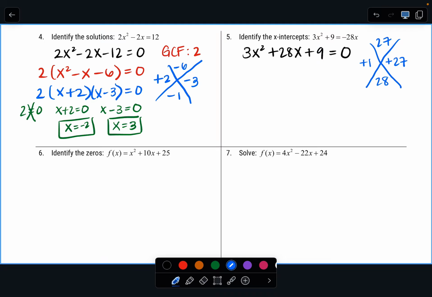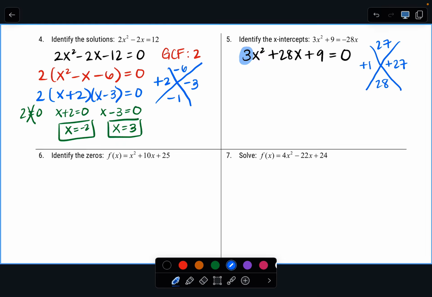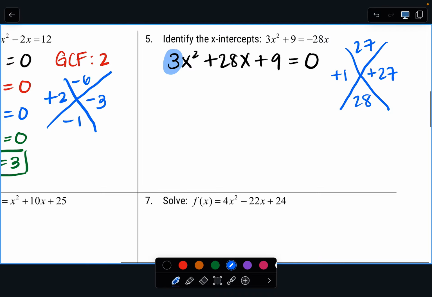Now, this one I want you to pay close attention to because a is currently 3, which means I cannot just come in and say x plus 1, x plus 27. That is not how this one is going to factor. This is one where we have to do a little bit of extra work. So if you did not remember how to do this, I would highly suggest you pay attention. We're going to split 28x. So instead of 28x, I'm going to use 1 and 27 to make it into two different terms.